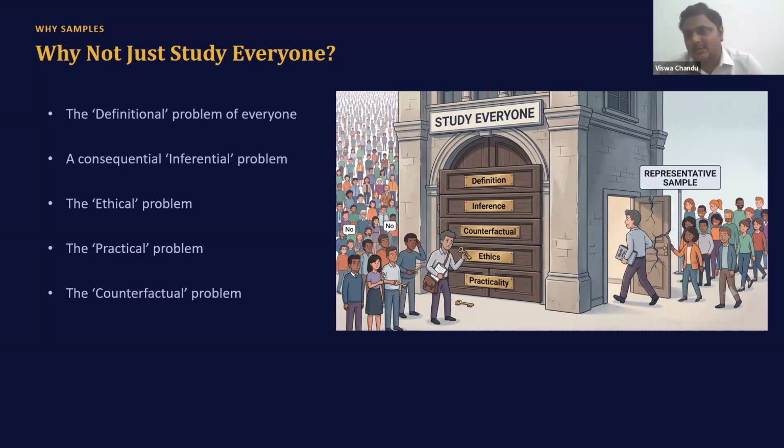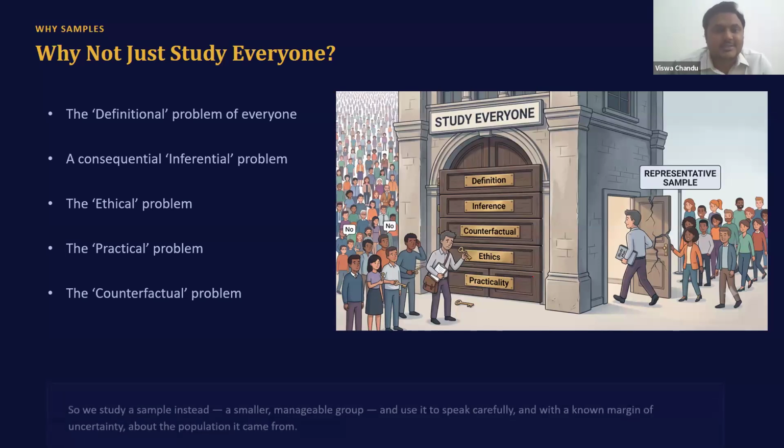And then of course the commonly agreed practical problem, the logistical problem, and then the counterfactual problem. So I will reserve talking about the counterfactual problem towards the end. If we have time, we will discuss it, or someone can ask about it in the questions. Then we can discuss the counterfactual problem.